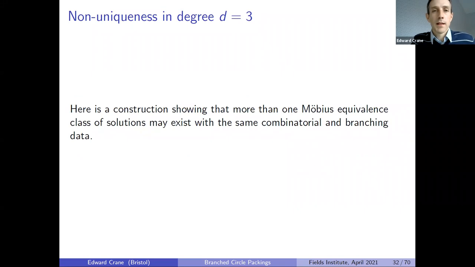Okay, so at least I can show for degree 3 that there exist examples with two inequivalent discrete rational maps with the same complex and the same branching data. I'm going to skip quickly through this because I want to get to the end. I know it looks like I have a lot of slides left, but there's an animation coming.